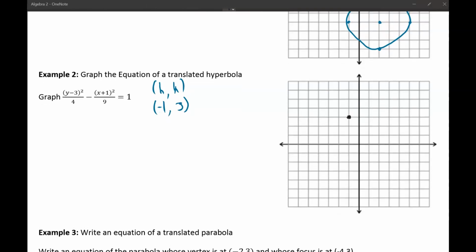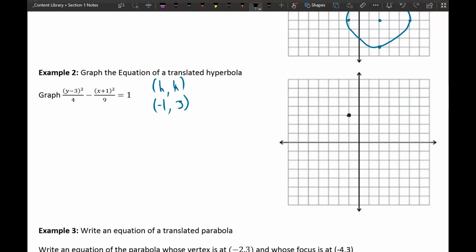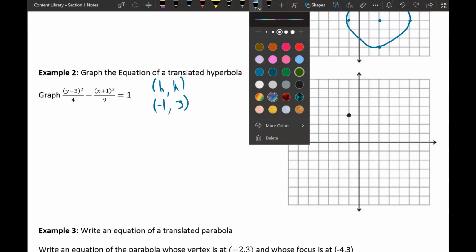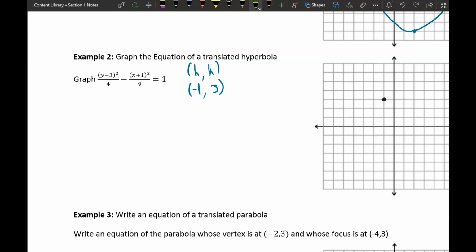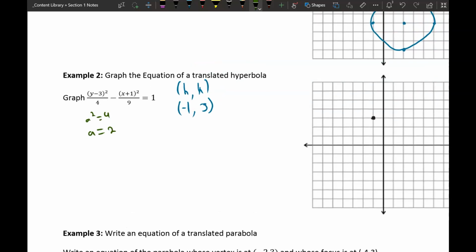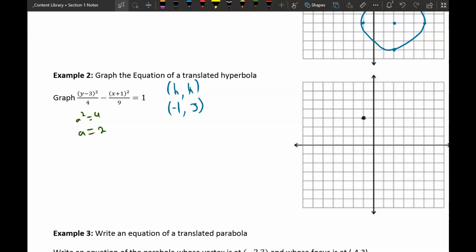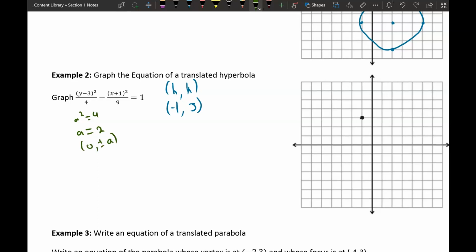We know that in hyperbolas, the a value is always under the front term, the positive one. We know a squared equals 4, which means a equals 2. Now, typically, we would say that our point would be 0 and then plus or minus a, if it's going to have a vertical transverse axis. We'll still have a vertical transverse axis, but it's not going to be on the y-axis. It's going to be aligned with this point, -1 and 3.